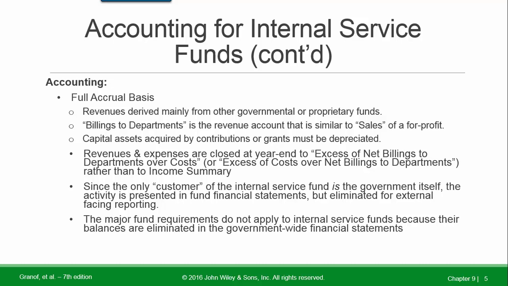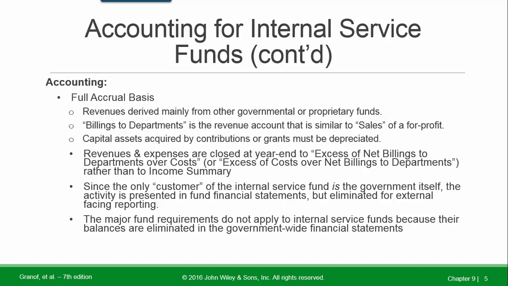Capital assets acquired by contributions or grants must be depreciated. Revenues and expenses are closed at year-end to excess of net billings to departments over cost, or excess of cost over net billings to departments, rather than to income summary.